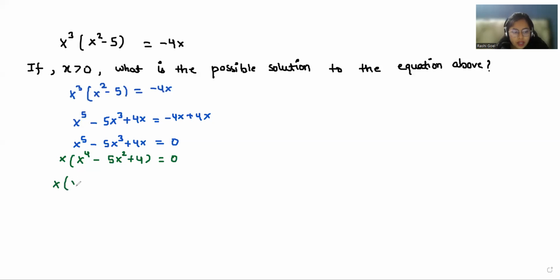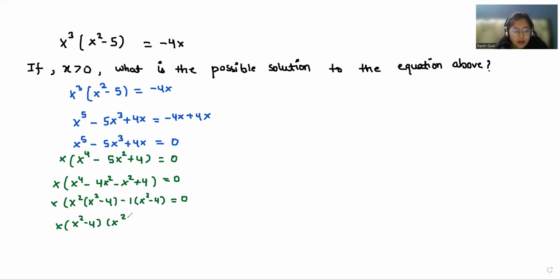So we can write this as x power 4 minus 4x square minus x square plus 4 is equal to 0. If I take x square as common, we get x square minus 4. If I take minus 1 as common, we get x square minus 4. So x, if I take x square minus 4 as common, x square minus 1 is equal to 0.